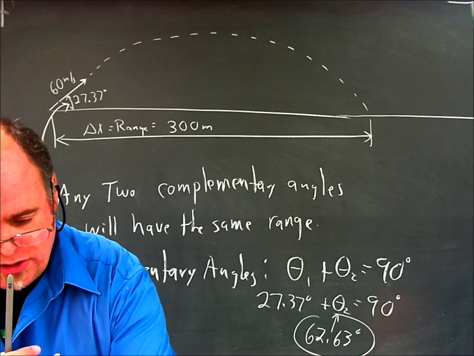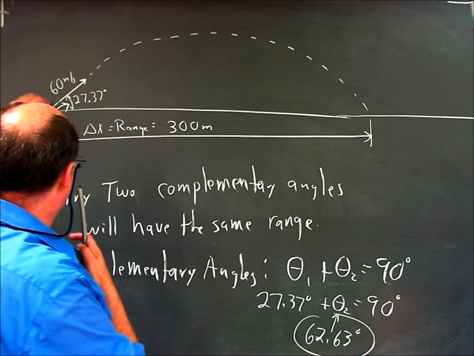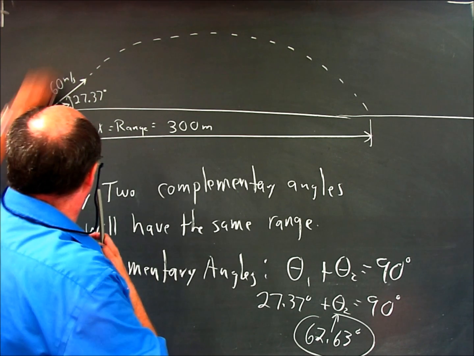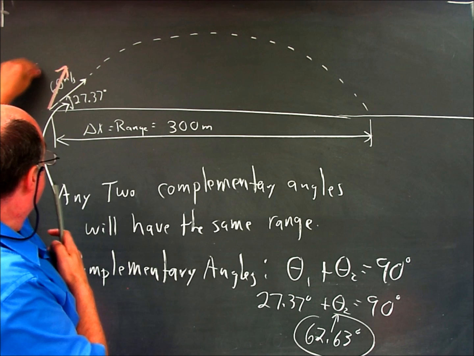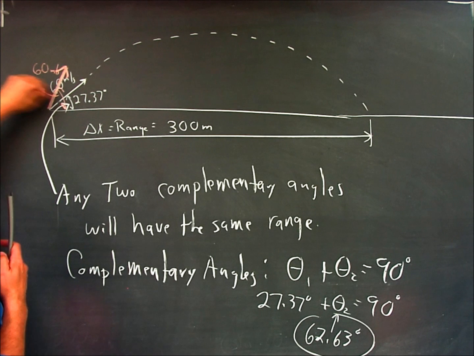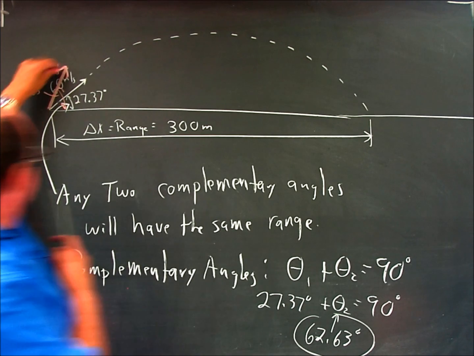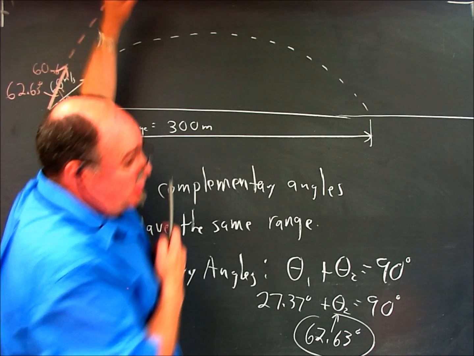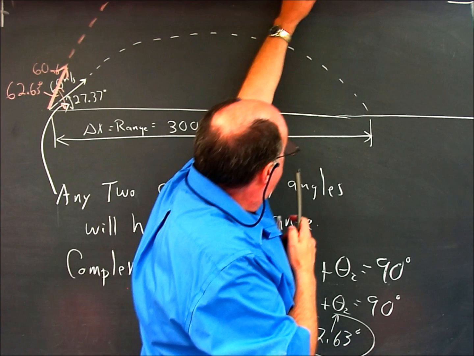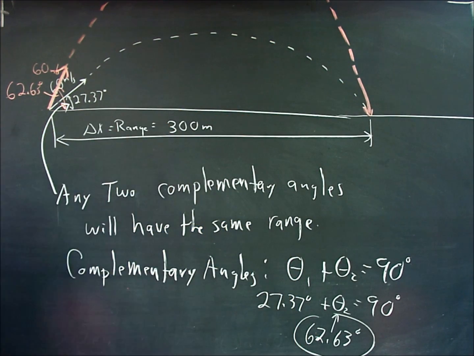If I were to launch this thing at a 62.63 degree angle, it would be going up much more steeply. So if I launch it at a 62 degree angle, it still has the same speed of 60 meters per second, but now that angle right there would be 62.63 degrees. And what would happen with that one is it would just go up the screen, and it would go way, way up, and then later it would be coming way back down, but should hit at the exact same spot. So any 2 complementary angles will always land at the same spot.